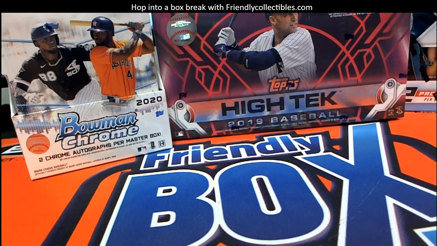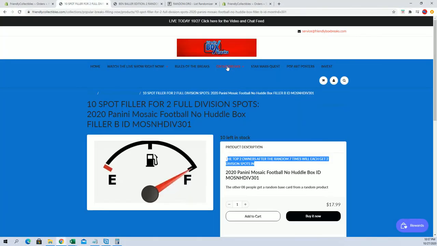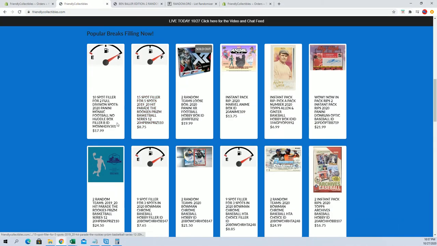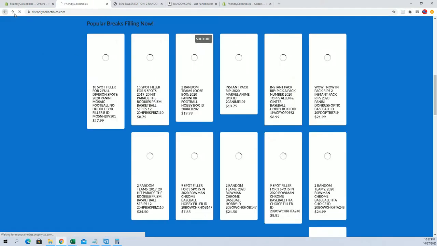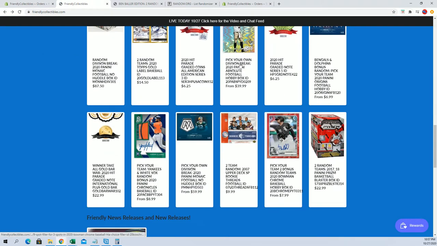And break. Number 301, good luck, guys. The break is currently at 4 left. Show you guys. Here is filler B, by the way, which I just put up. That's for 2 spots. And then you'll see that the break right here is now at 4 full spots left for Random Division and Mosaic.